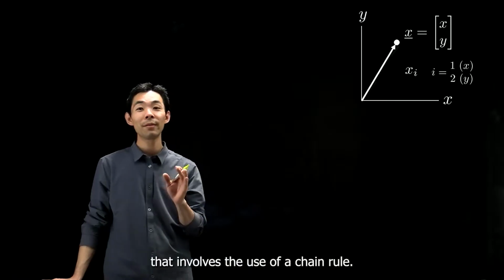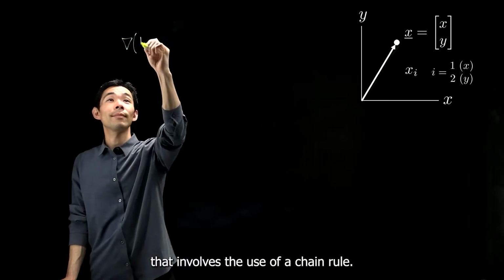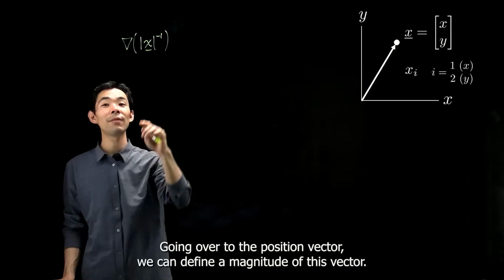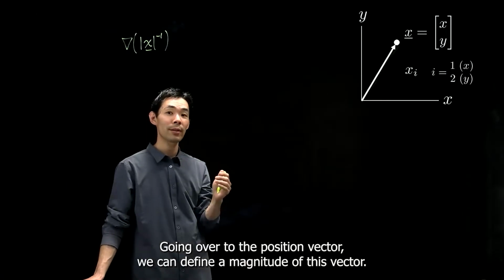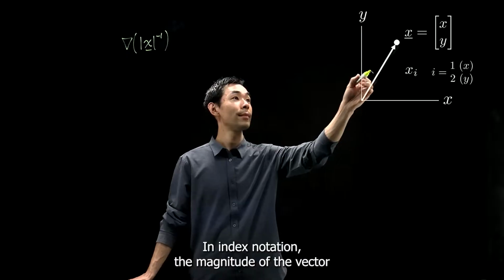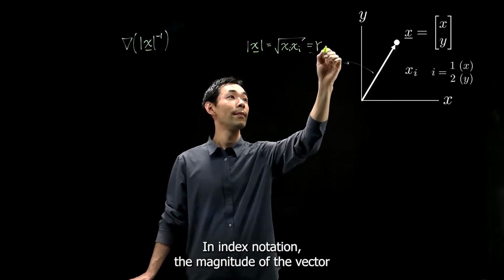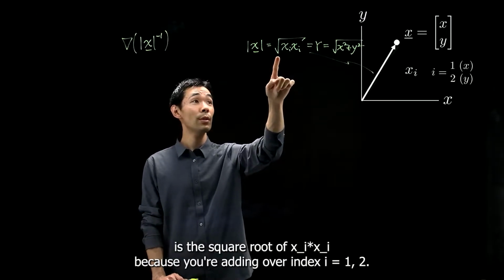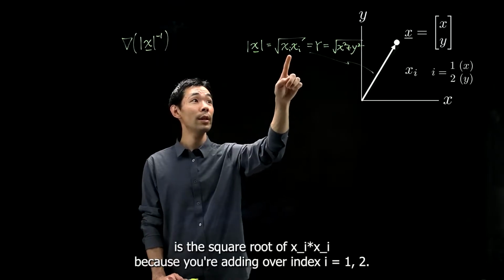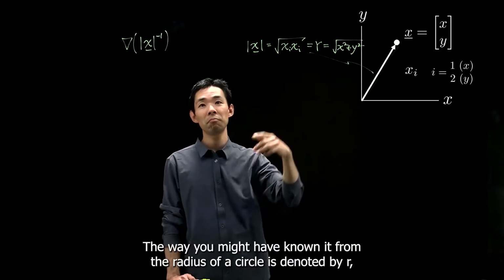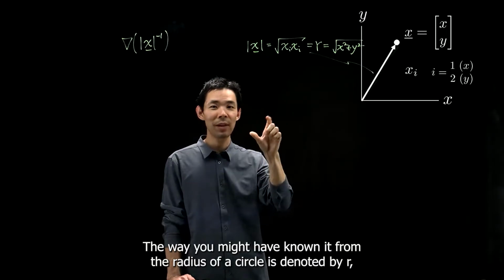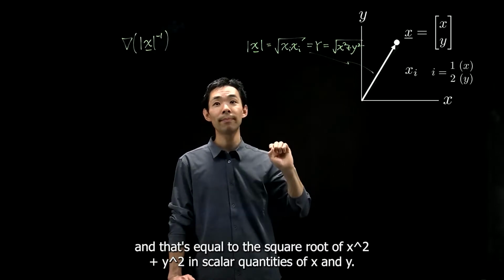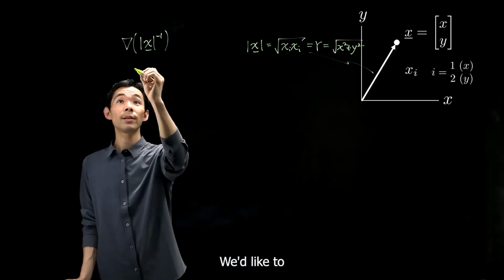Let's do an example that involves the use of the chain rule. Let's suppose I wanted to take the gradient of the magnitude of the position vector x inverse. Okay? So going over to the position vector, we can define a magnitude of this vector. In index notation, the magnitude of the vector is simply the square root of xi times xi, because you're adding over index i, going from 1 to 2. The way you might have known it from the radius of a circle might just be denoted by r. And that's equal to the square root of x squared plus y squared in scalar quantities of x and y. Okay, cool. So ultimately, what we would like to do is to solve.